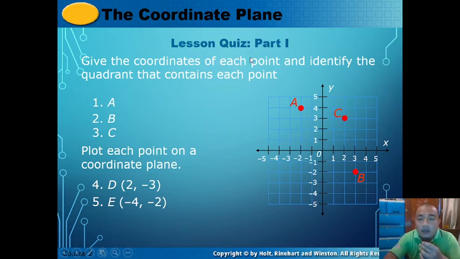Let's have here a quiz, lesson quiz, part 1. Give the coordinates of each point and identify the quadrant that contains each point. Number 1. Point A, point B, point C. And plot each point on the coordinate plane: D, 2, negative 3, and E, negative 4, negative 2. I think you can answer this. I'll give you 15 seconds to answer this. Okay, you can do it.